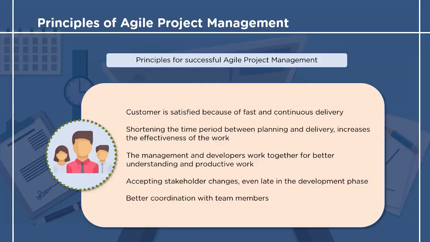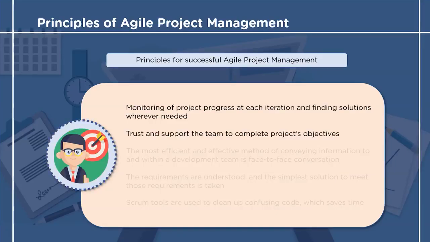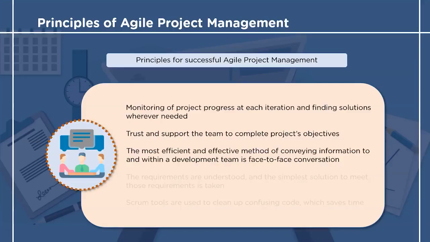The fifth principle pays attention to the factor of coordination among the team members. Then the sixth principle refers to the process of monitoring and tracking the progress of the project at the end of each sprint and making amendments wherever needed. Moving on, the next principle states that there must be a feeling of trust and support towards the team to complete the project's objectives. The next principle emphasizes face-to-face conversations with the development team. The face-to-face conversation helps in both solving problems and easy knowledge sharing.